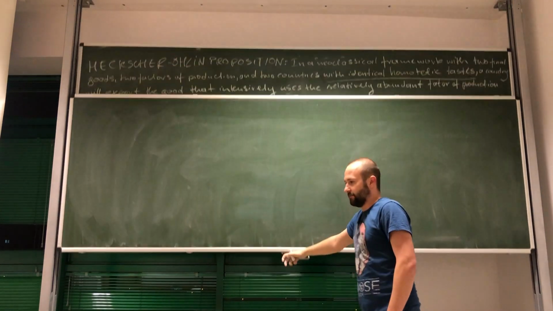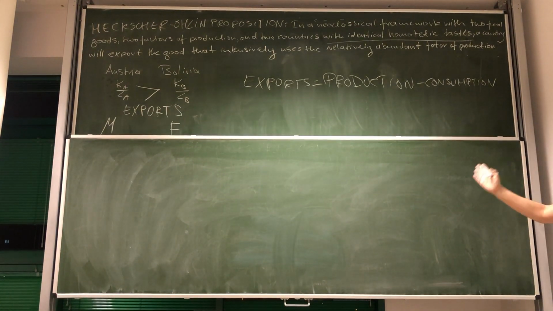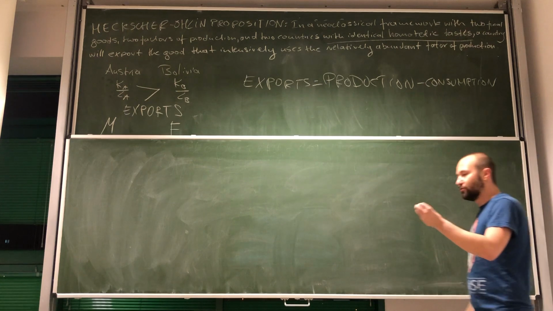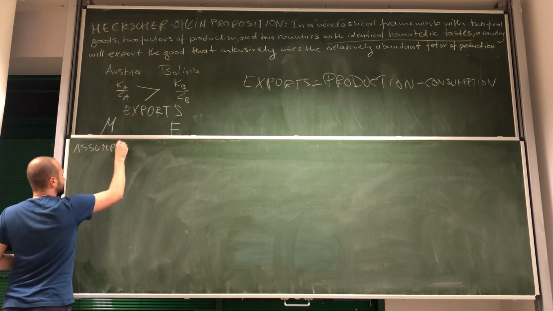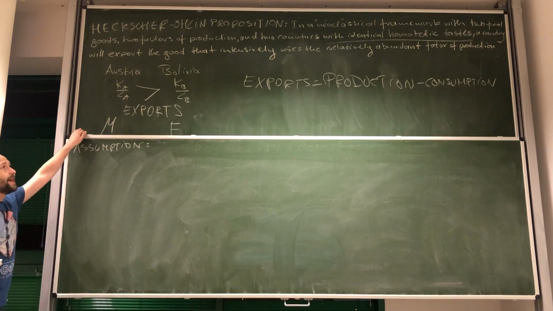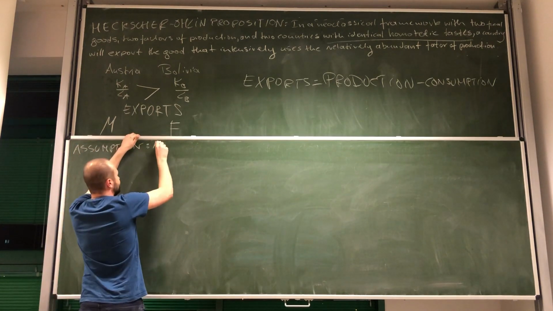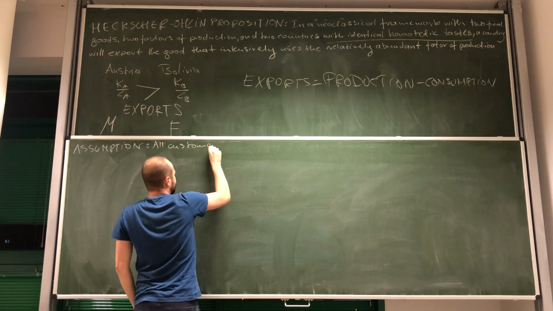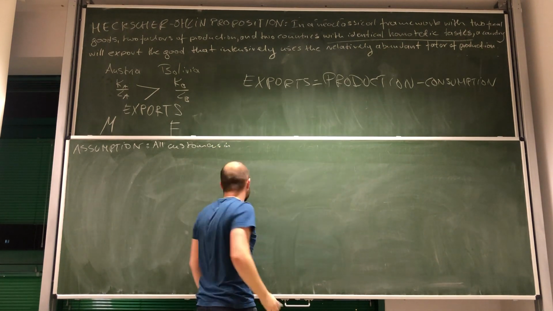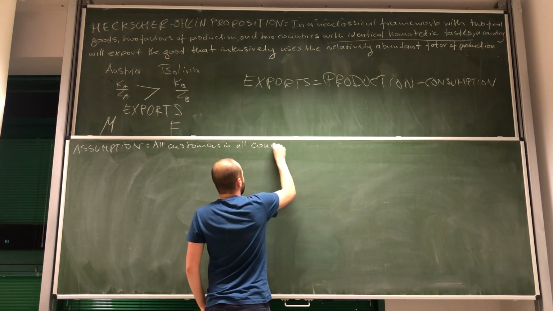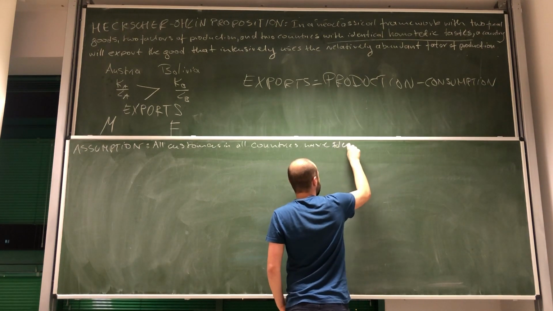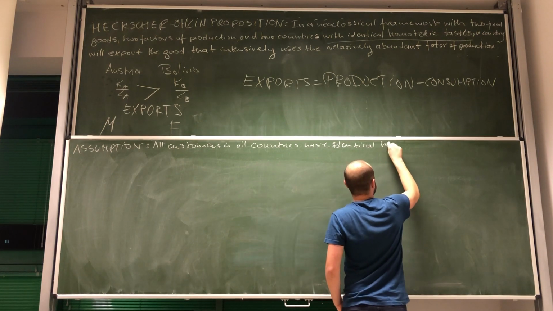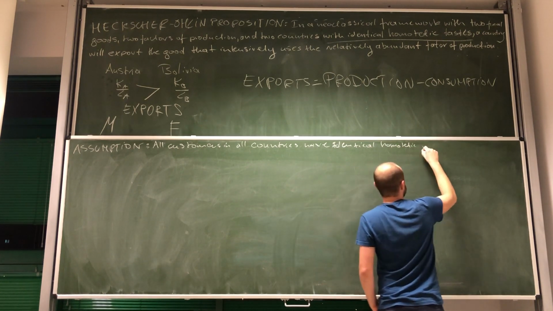Okay, so now how can we eliminate the impact of preferences and tastes? Well, we make one very important assumption. And this assumption says that all customers in all countries, in both countries actually, because we have two, have identical homothetic preferences.